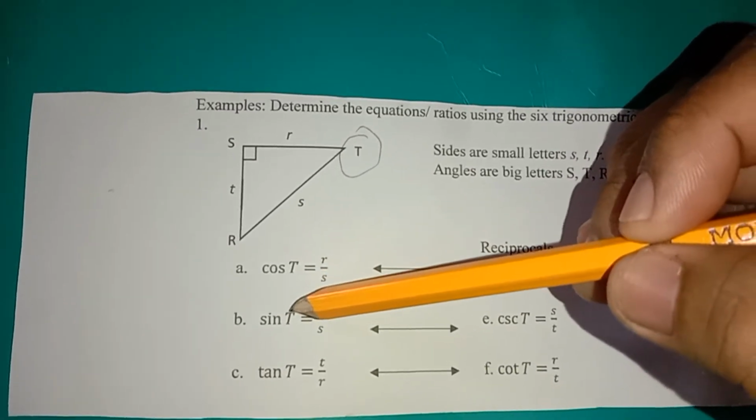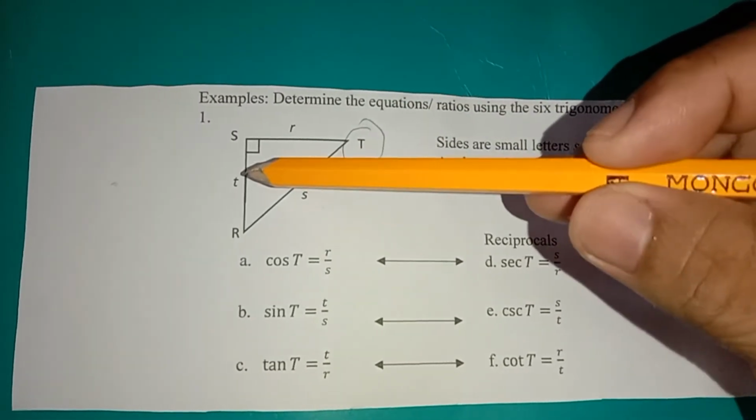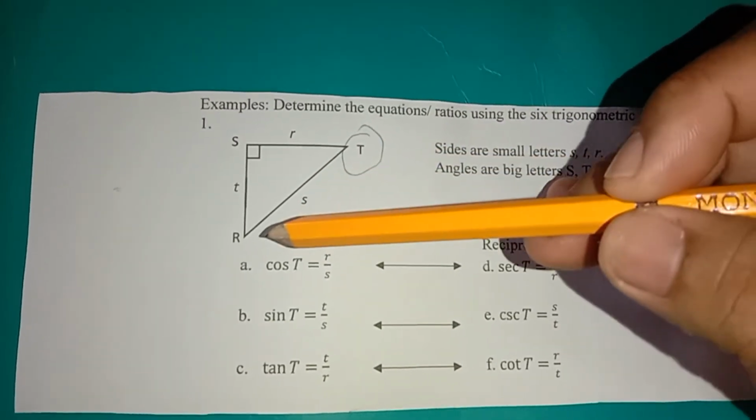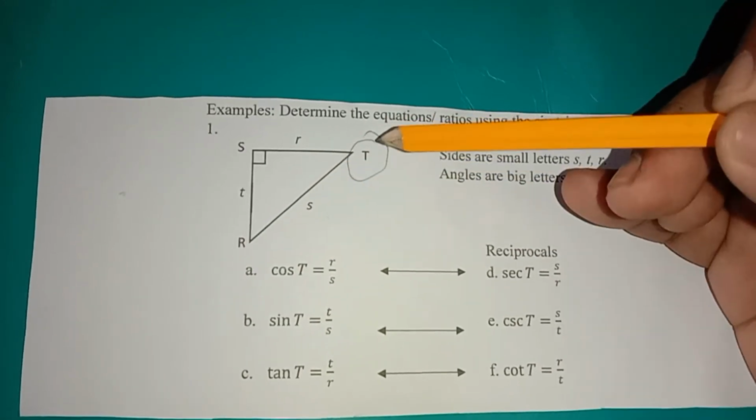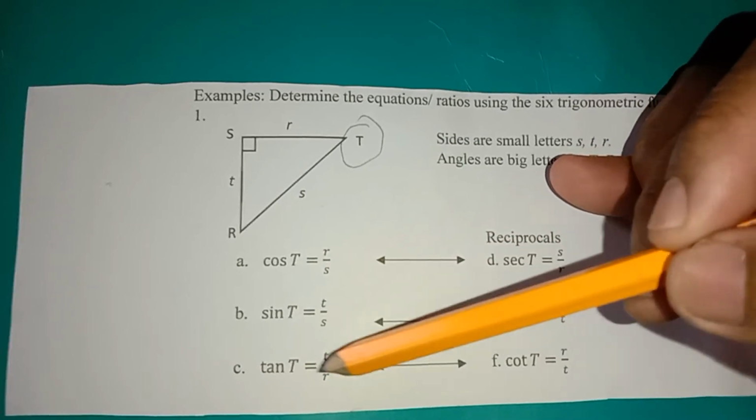Sine of T, so opposite over hypotenuse. Opposite is T, then hypotenuse is S. Again, opposite is T, hypotenuse is S. So sine of theta equals T over S.